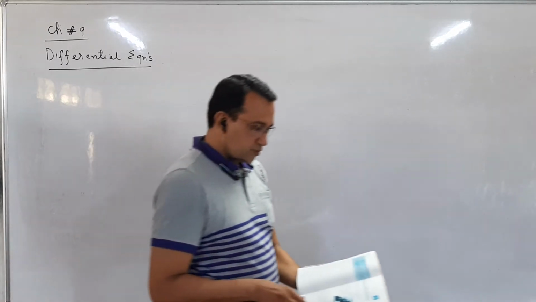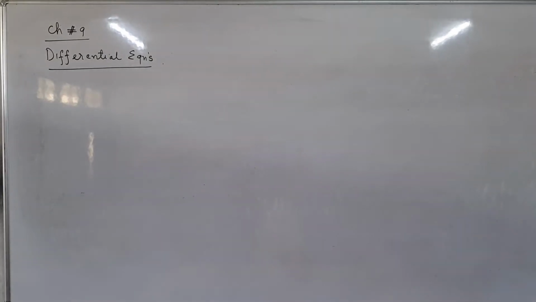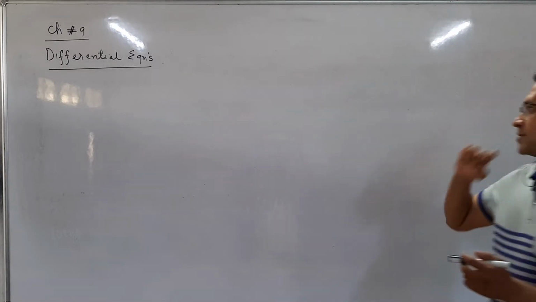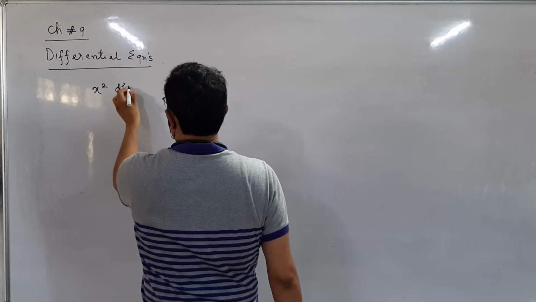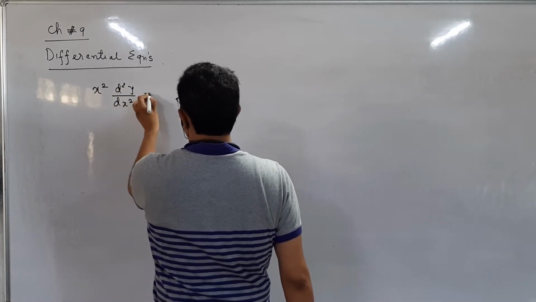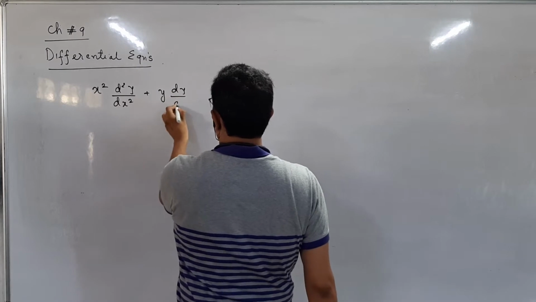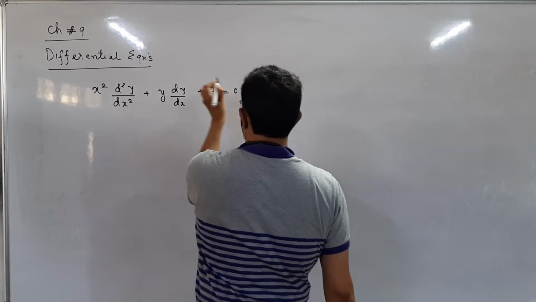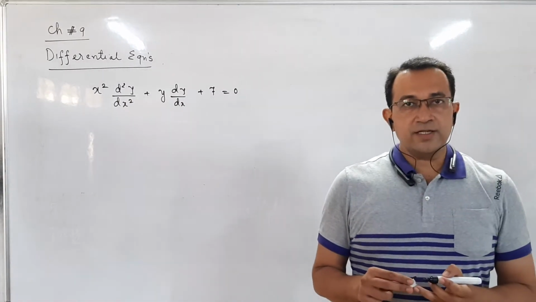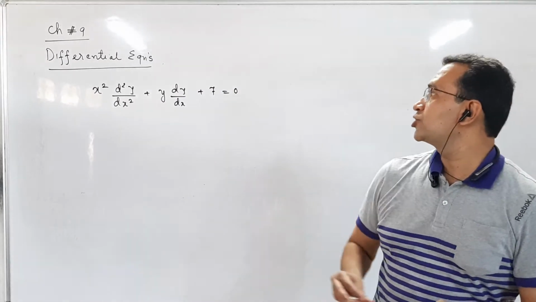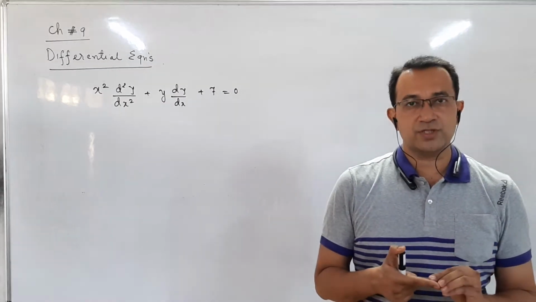Now students, all of you concentrate. How to define a differential equation? Students, pay attention. Suppose I have an equation of this form: x square d2y by dx2 plus y dy by dx plus 7 is equal to 0. Students, all of you please concentrate. We are going to start with the definition of a differential equation.